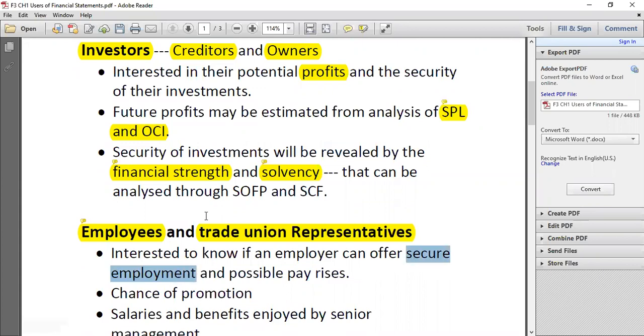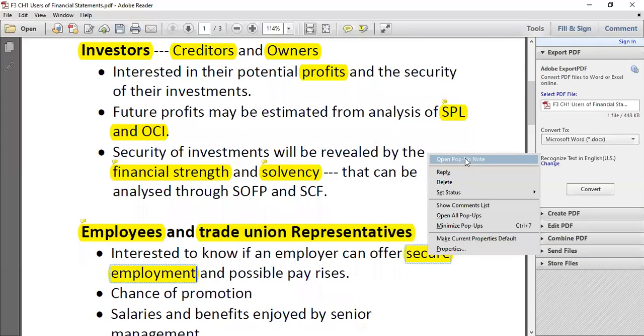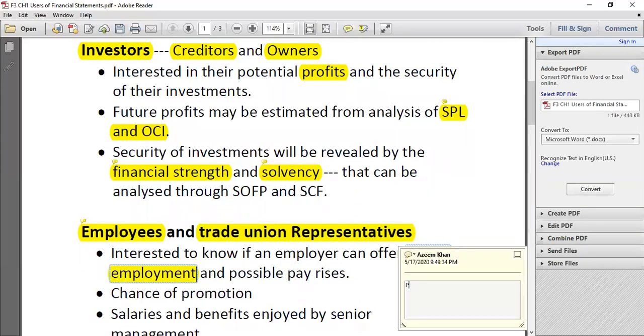First of all, security of employment. This thing is very important for them, whether the employment I have is secure or not. So what do you mean by security? How will they confirm the security of employment? Through profitability of the organization. If the organization is profitable, this is the hint for the employee that the organization will operate in the future also, and my job is secure.